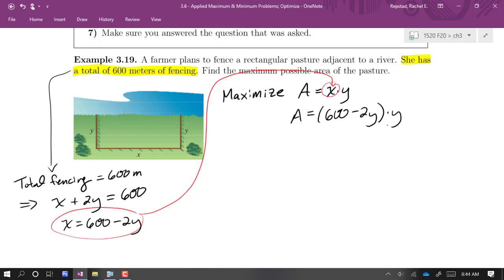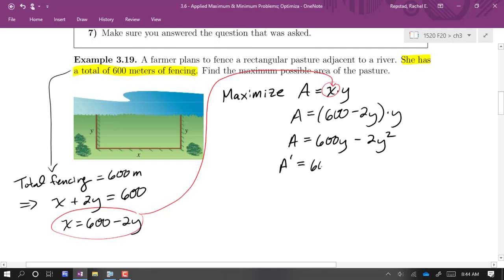But before I do that, I want to make my work as easy as possible. So I'm actually going to distribute the y. That'll be easier than having to use the product rule. So I'm going to distribute that y. We get 600y minus 2y squared. Now I'll find A prime, taking the derivative. It's a polynomial, so it's not too complicated. 600 minus 4y. And now we're going to set the derivative equal to 0. And when we do that, we get 600 minus 4y equal to 0.